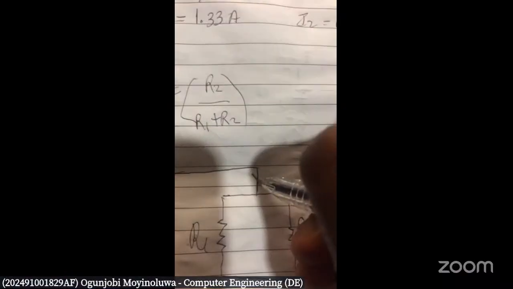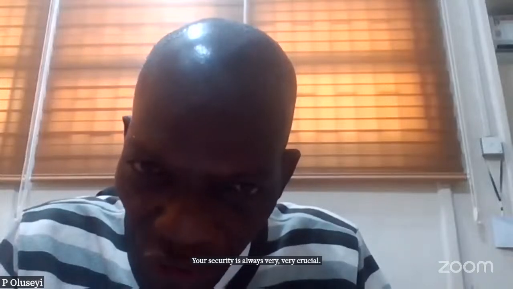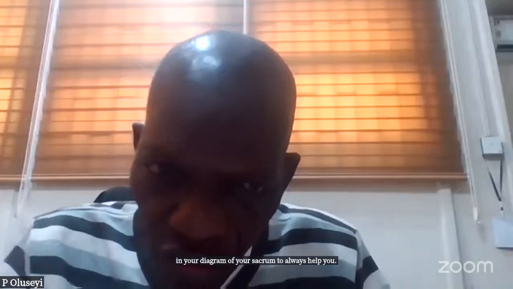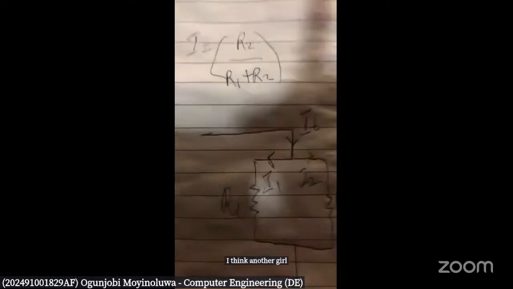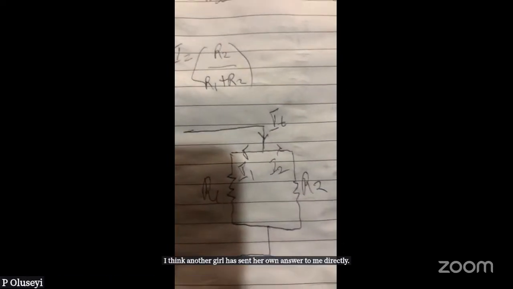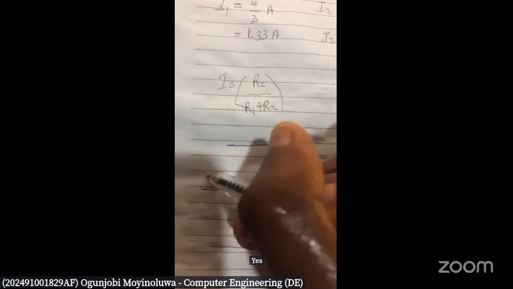Your circuit diagram is always very, very crucial. We always help you. Somebody has sent his own answer to me. I think another girl has sent her own answer to me directly. I gave you RT. I showed you the direction of IRT. Yes, it was here. That's why I said you must always be careful.